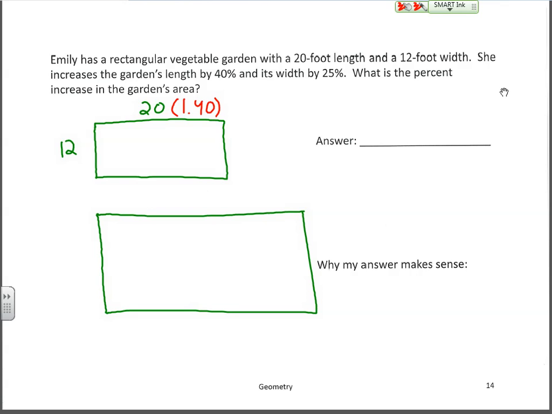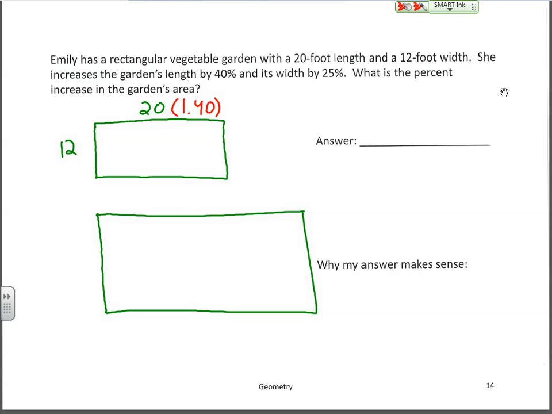That gives us our original 20. And then multiplying by an additional 0.4 there gives us the increase of 40%. Okay. Other people talked about, well, you can find 40% of 20 and then add that on to 20. Yes, that works also, but multiplying by 1.4 kind of takes care of that for us. It's the most efficient way to increase 20 by 40%.